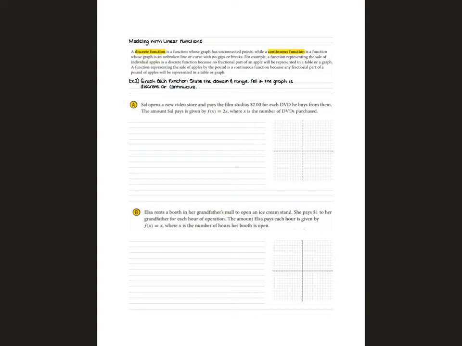If we look at our next set of examples, we're modeling with linear functions. So we're given a word problem, and we're to come up with that function and find out what type of graph this is. We have two types of graphs. We have discrete graphs and we have continuous graphs. Discrete graphs are just points on a coordinate plane. Your continuous functions are lines on a coordinate plane.